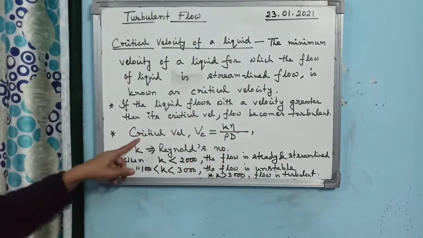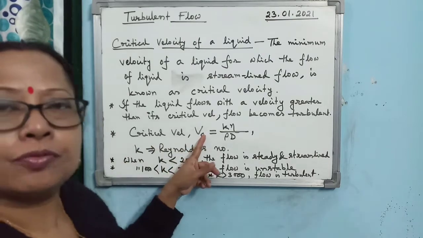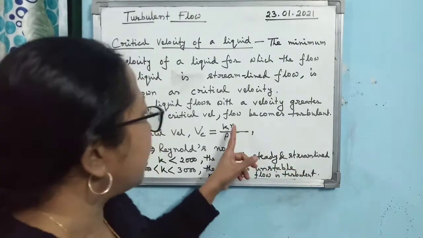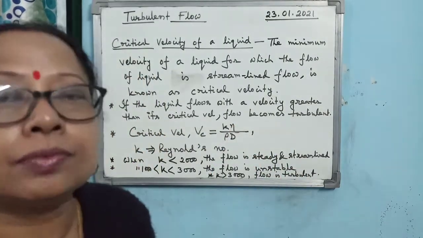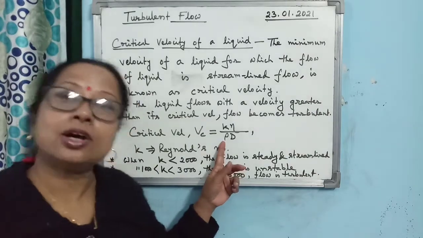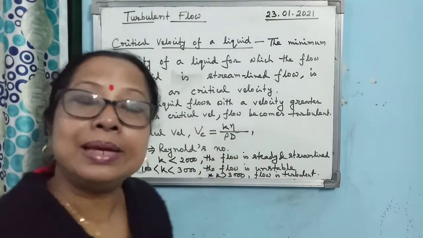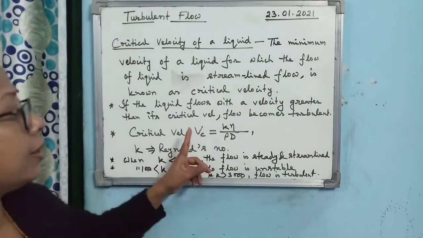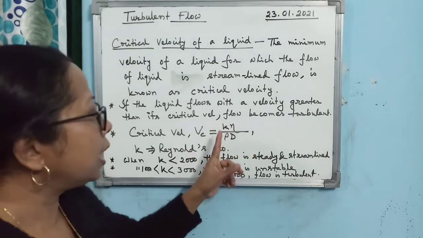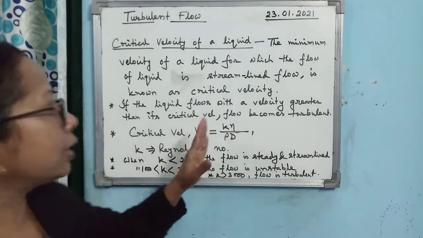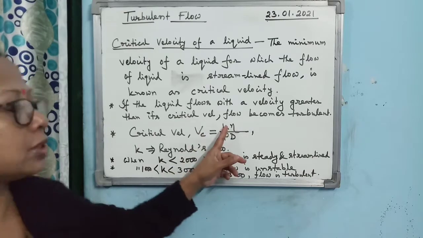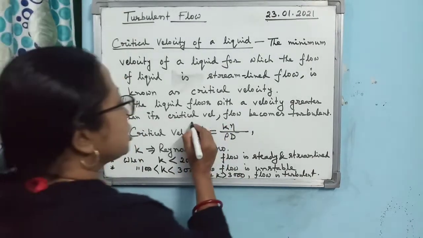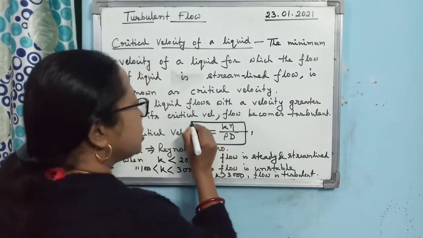Now, the expression for critical velocity. It has been found experimentally that critical velocity depends on eta, the coefficient of viscosity of the liquid, rho, the density of the liquid, and d, the diameter of the tube through which the liquid is flowing. So critical velocity depends on eta, rho and d. From that concept you get Vc = k·eta/(rho·d), where k is some constant. This expression for critical velocity you must remember.